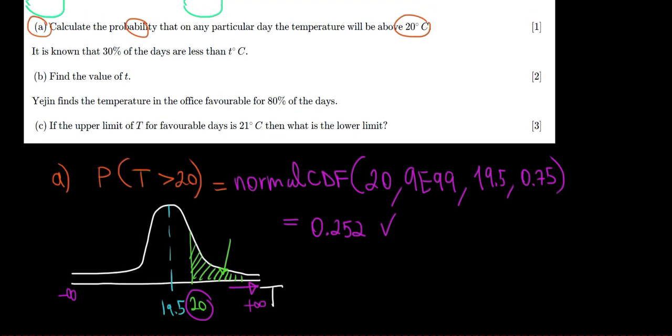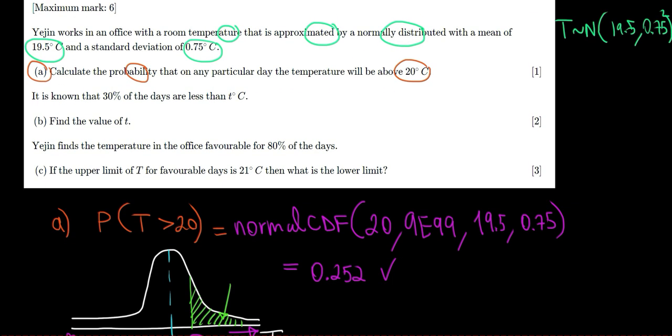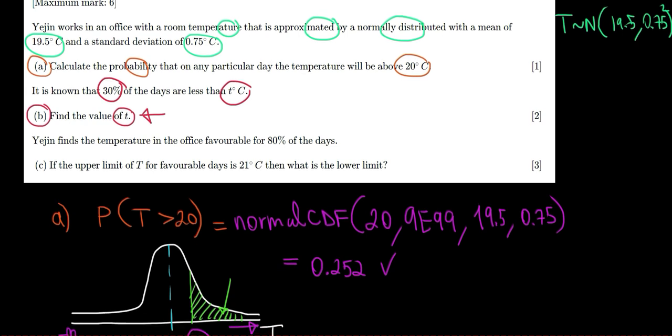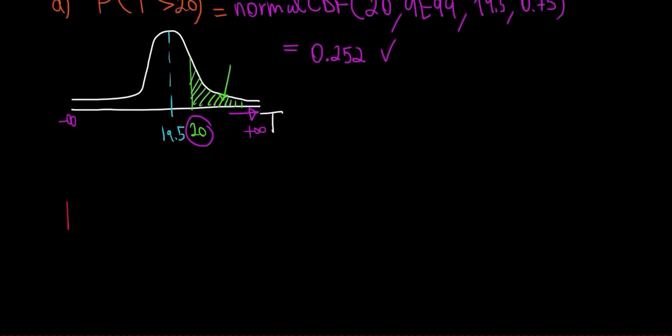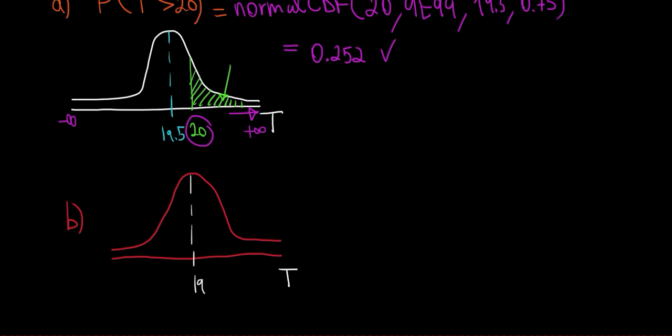Let's continue. Question B. We will have here, it is known that 30% of the days are less than T temperature, T Celsius degrees. Question B says, find the value of this T. Okay. Well, because we are interested in a value, not a probability, we have to use the inverse normal. So we'll do the following. I'm gonna draw this again, something like that. I'm gonna still have my temperature with the same values of 19.5.